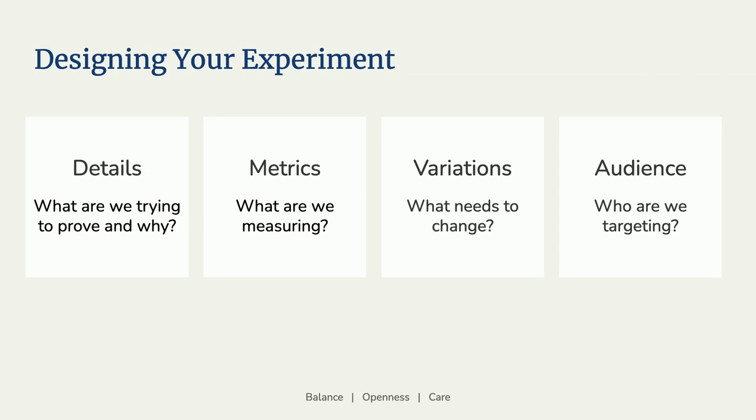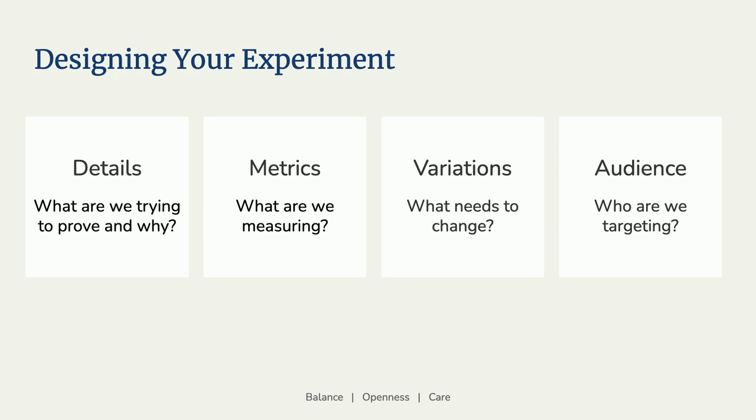So the first thing we have to do with experiments is actually design them. We talked a little bit earlier about the basic components of A/B tests, and how we can see how those components relate to LaunchDarkly. There are four major components that you have to consider when designing an experiment within LaunchDarkly. First is the details. This is where you evaluate your data and develop your hypothesis. This covers those first two components that I mentioned earlier.